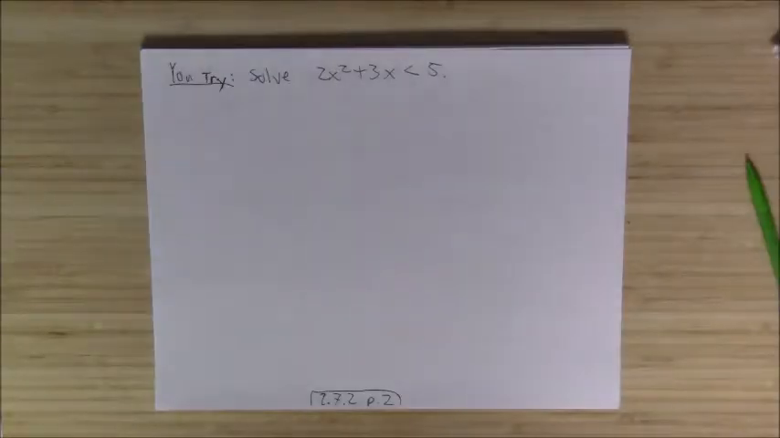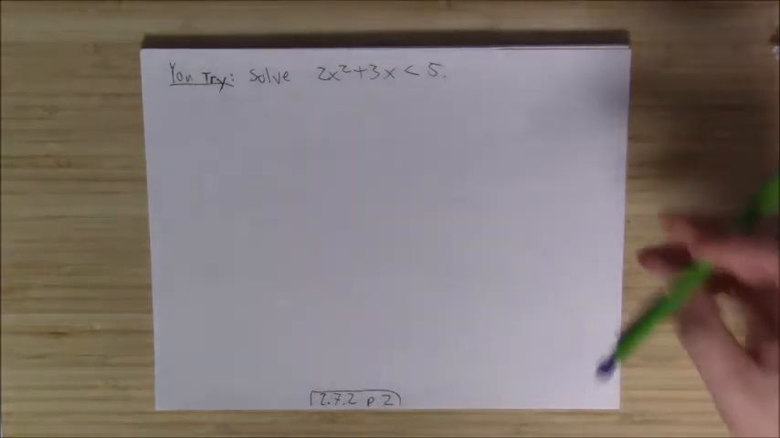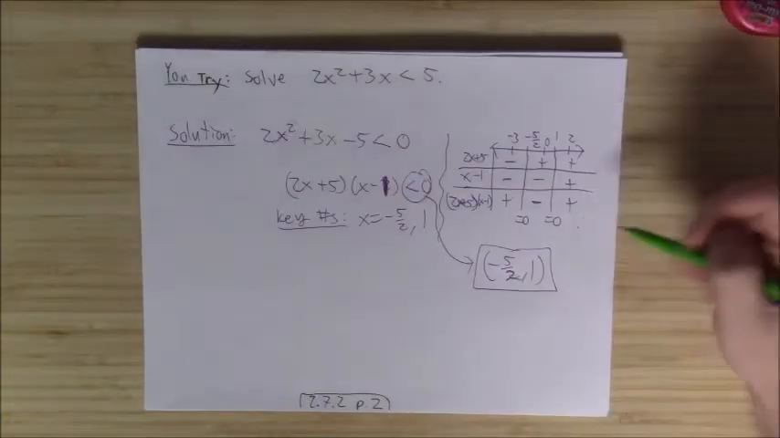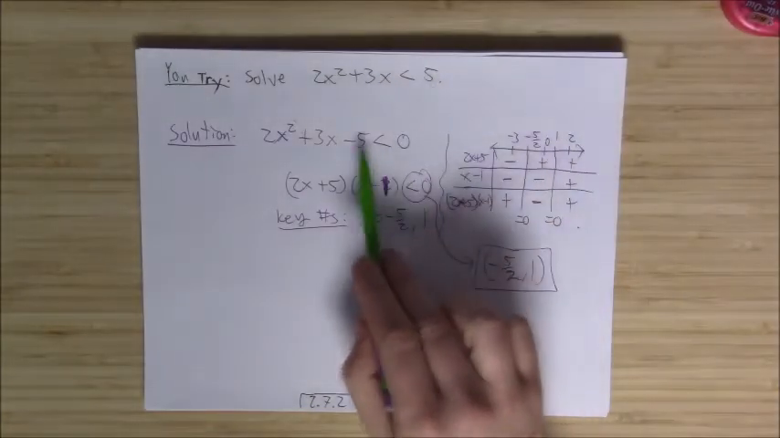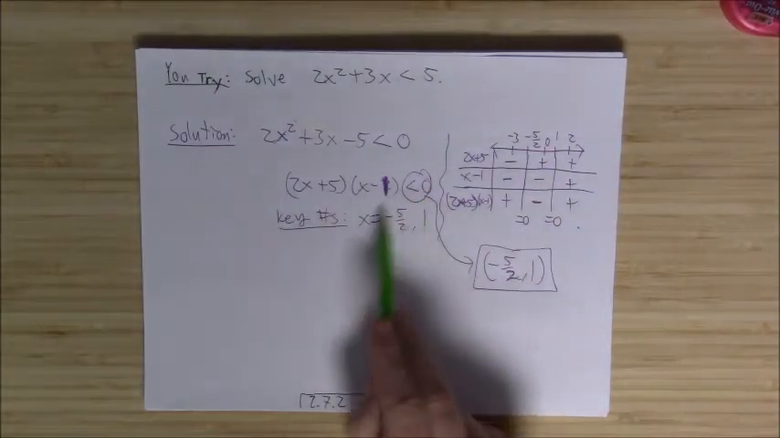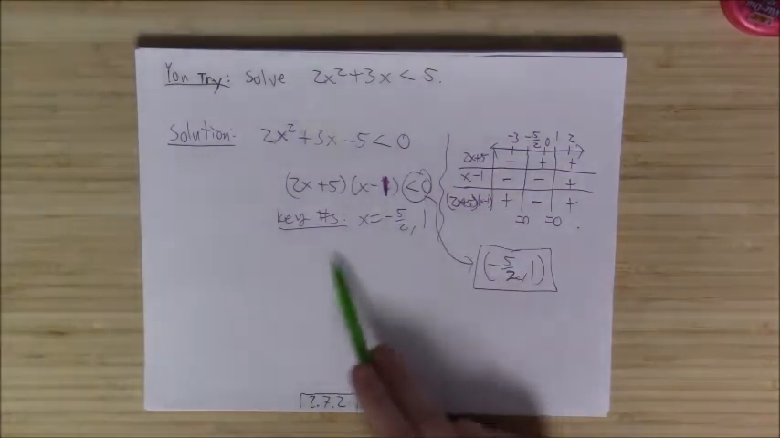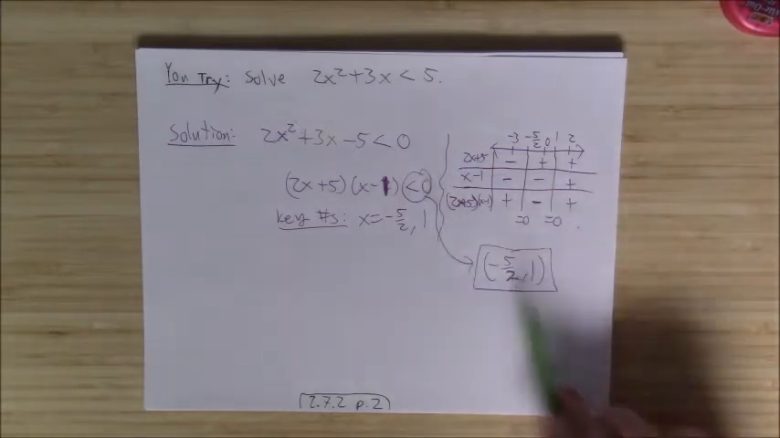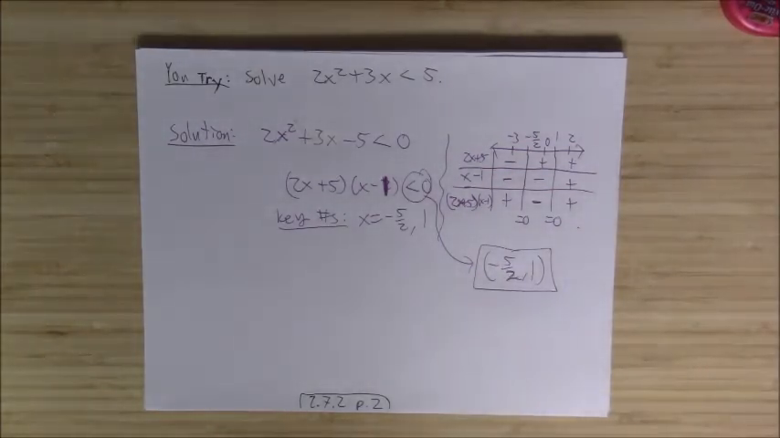And now it's time for you to try working an example. So go ahead and solve 2x squared plus 3x less than 5. On the count of 3, I'll reveal the solution. 1, 2, 3. So here again, we take everything to the other side, we factor, then we go ahead and find our key numbers, use that to make test intervals, test the sign, and then conclude, as we did before.